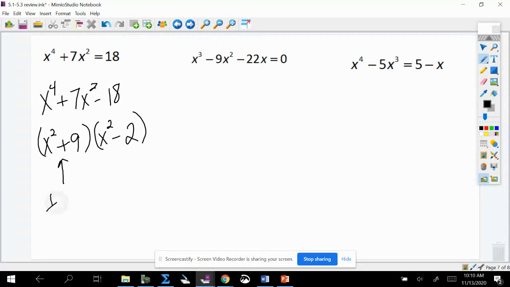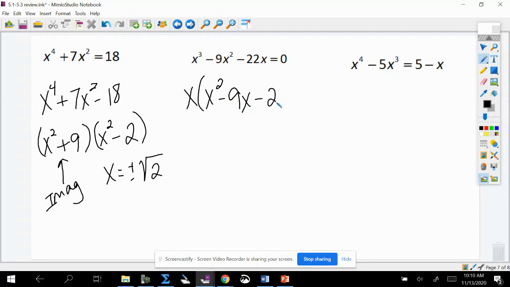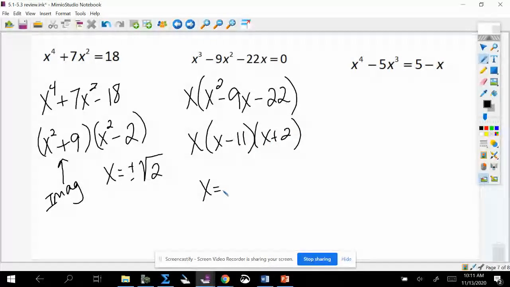This will not go any further because it's an addition. This one, I actually just did earlier. You get plus or minus the square root of 2. The next one, you can take an x out first, which leaves you with x squared minus 9x minus 22. I need two numbers that multiply to get negative 22 and add to get negative 9. So that's negative 11 and positive 2. My solutions, again, 0, 11, and negative 2, one from each of these.